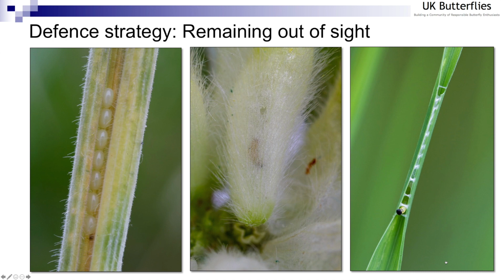And in the middle, you can just about make out the profile of a small blue caterpillar in a kidney vetch floret, and you can just about see the entry hole that it's made towards the top of the floret.